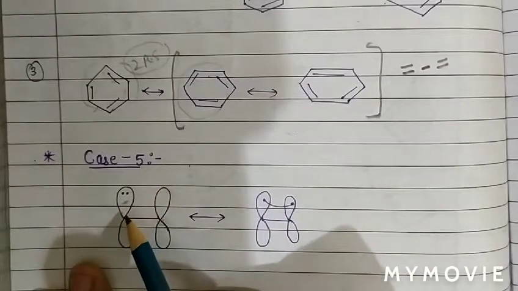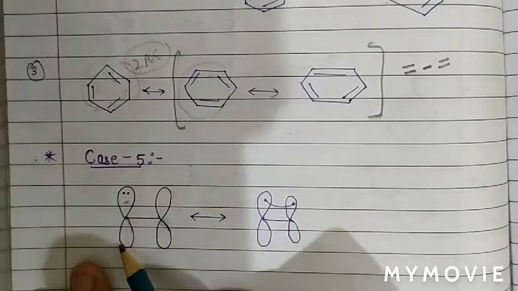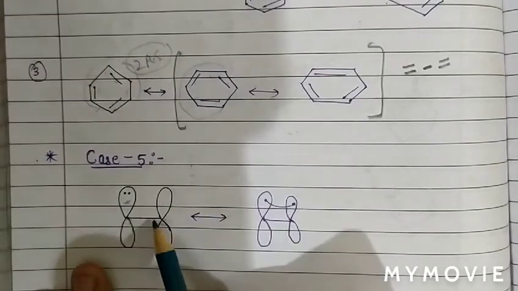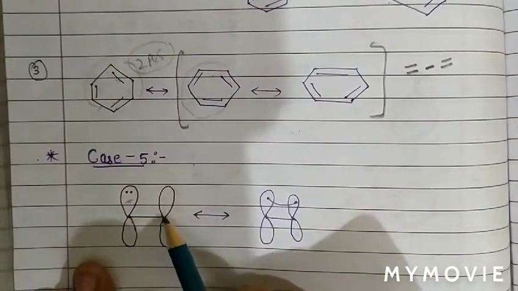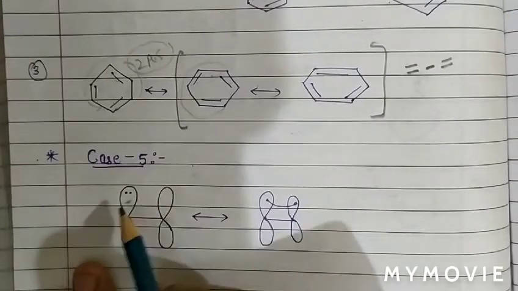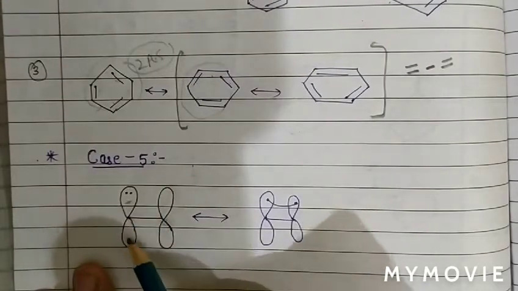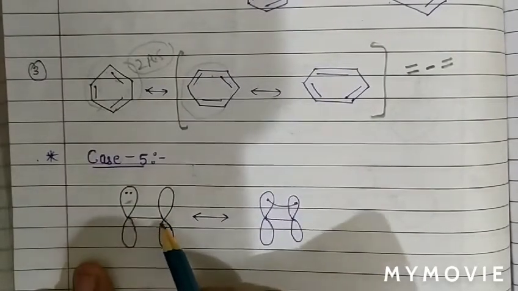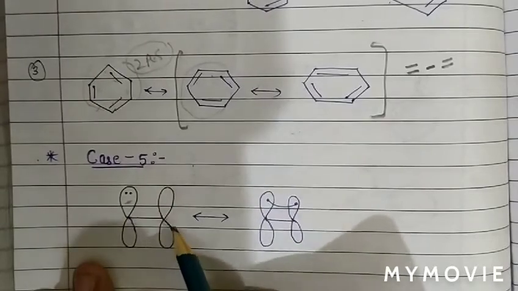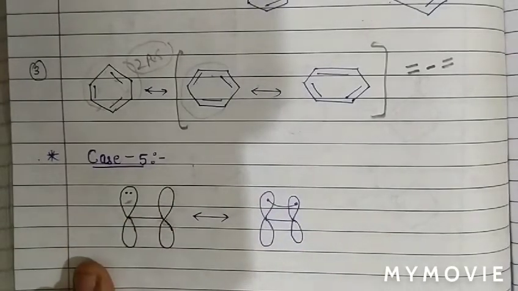Now see the next case. The orbital containing a lone pair of electrons is separated by a single bond from a vacant orbital. So this is also a type of conjugated system, when one atom with a lone pair of electrons is followed by a single bond, and then one atom with a vacant orbital. So this is another type of conjugated system.